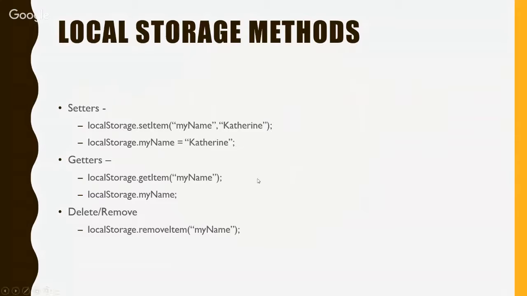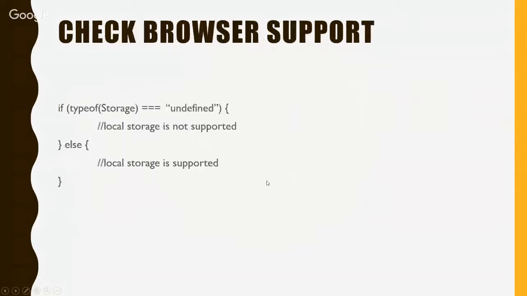And then if you want to remove anything, you just use the removeItem function and tell it the key of the value. To check browser support, basically you can just do an if-else statement using typeof Storage, and if that equals undefined, that means the storage is not supported. Anything else means that it's supported and is good to go.